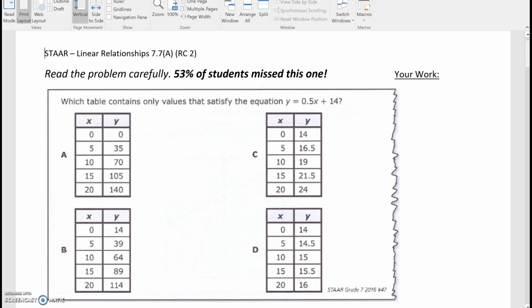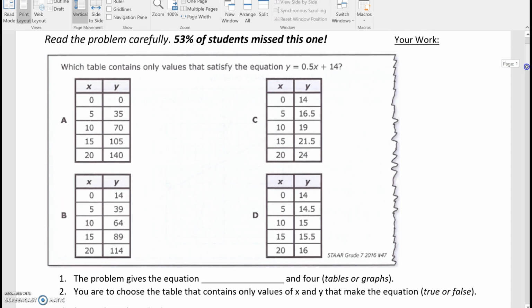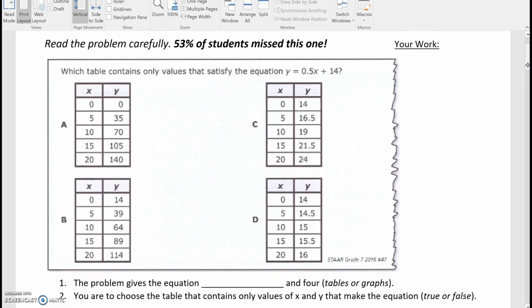Okay guys, so today we're going to do linear relationships, so you should be on page 38 in your notebook. And this particular problem we had 53% of students miss, but you guys are going to get this one right. So let's take a look and practice.